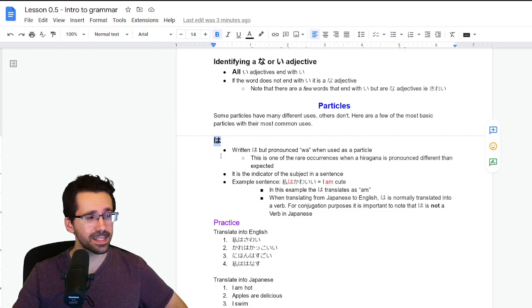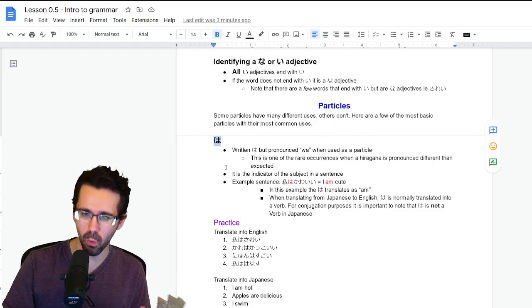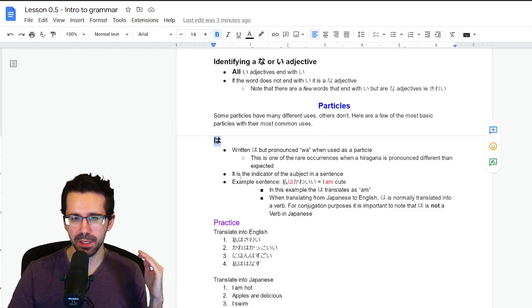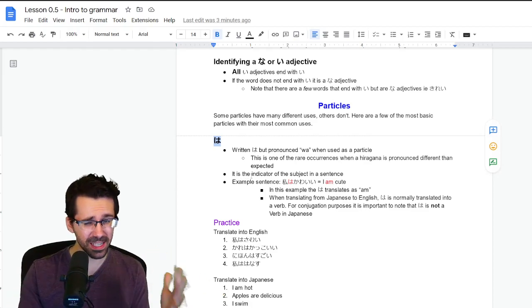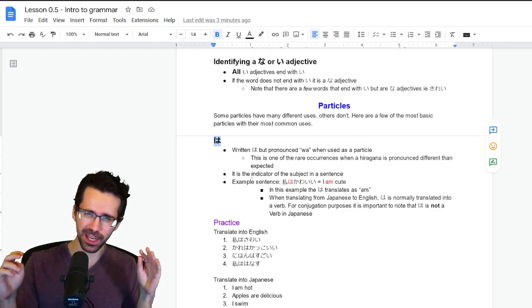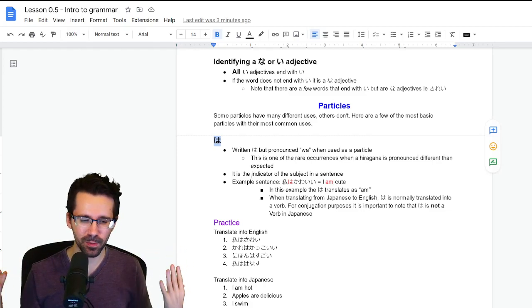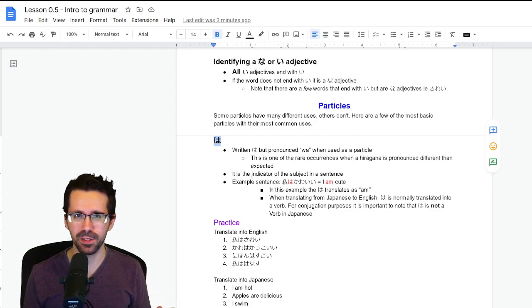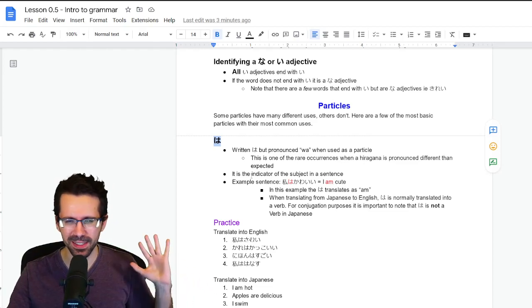Again, this is the character ha in hiragana, but when we're using it as a particle, the pronunciation is now wa. And the thing that this particle does is it shows the subject of the sentence. That's not actually 100% true. It's just the easiest way of explaining it. And for the majority of situations, it's fine for you to think that wa marks the subject. Again, technically speaking, it marks the topic, but pretty much the same thing in most cases.